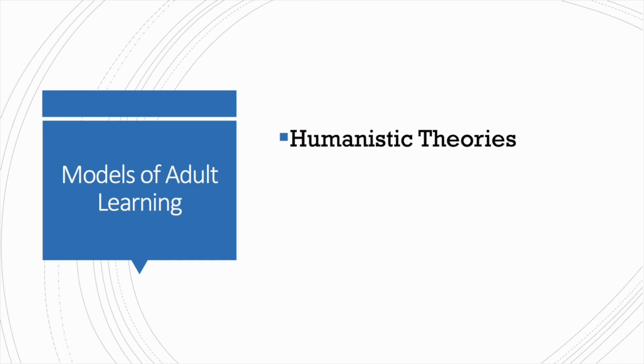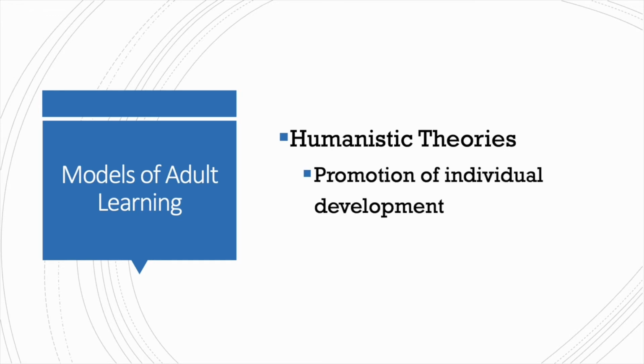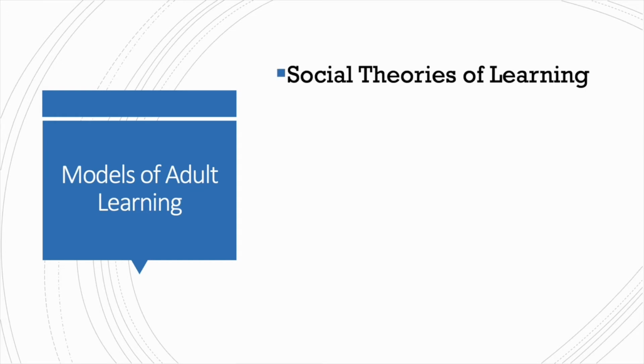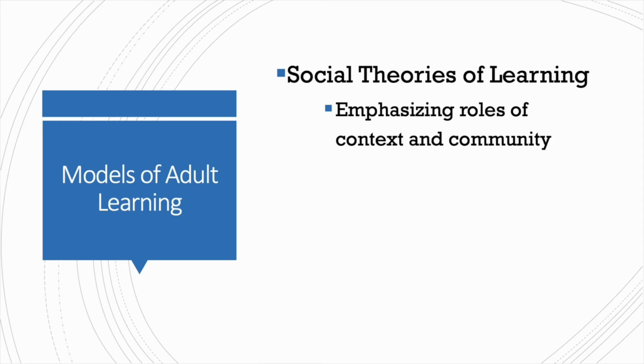Humanistic theories approach learning from a different perspective, asserting that learners independently have the potential for self-actualization and are self-directed and internally motivated. As a result, the role of educator is to maintain optimal conditions for growth. One theory that emerged from humanistic framework is self-directed learning theory, which highlights learners' capacity to plan, conduct, and evaluate their own learning. Social theories of learning emphasize the role of context and community in the learning process.